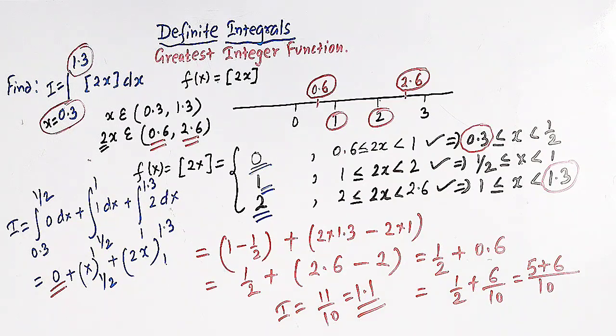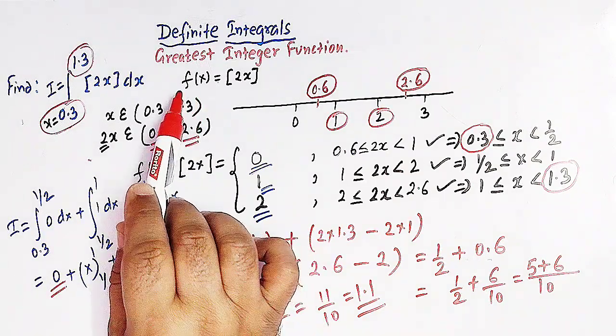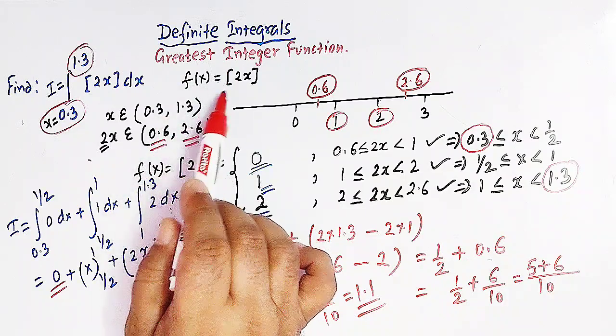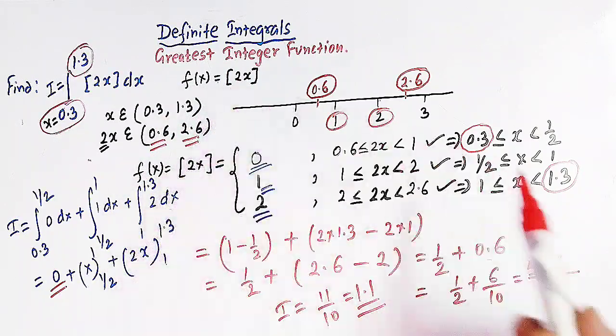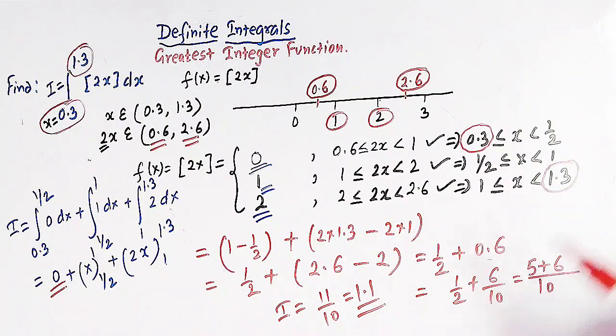So this is how we can solve these type of definite integrals involving greatest integer function, right? And here we have seen how to redefine this function f of x, which is equal to greatest integer of 2x in these three intervals.